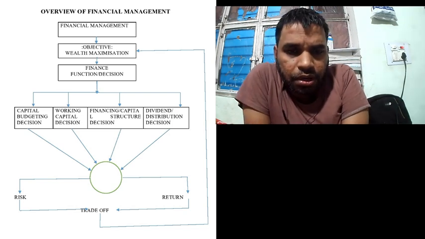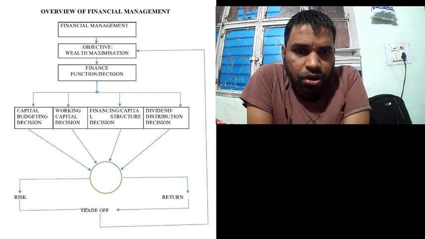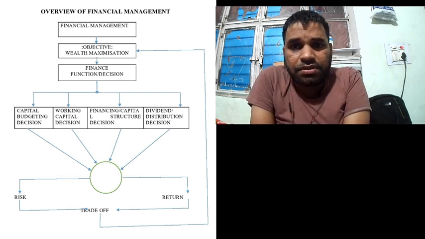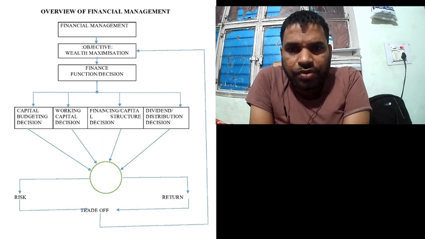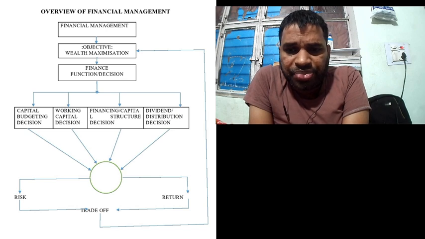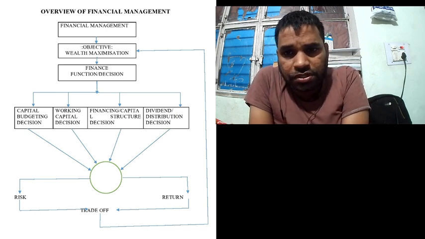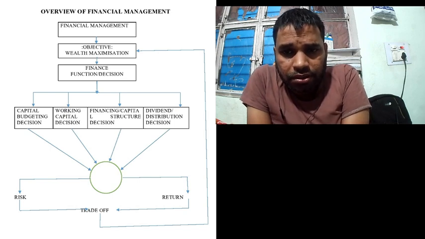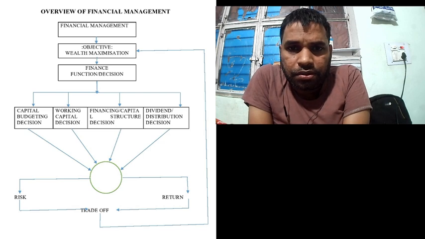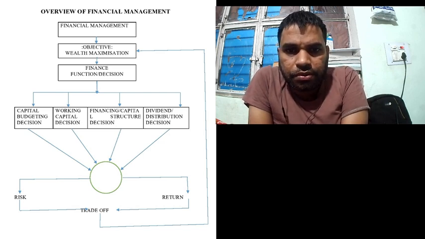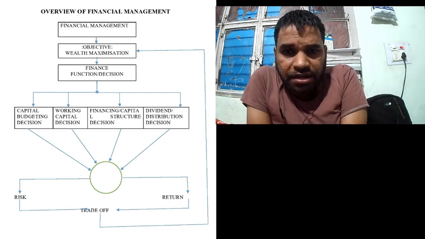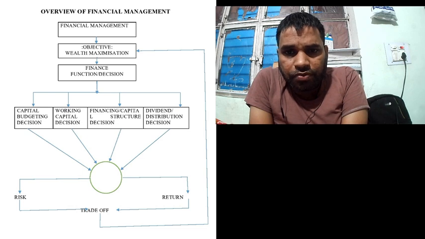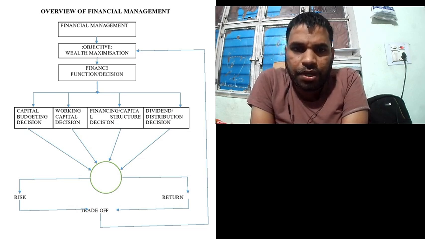If we come to the next function, that is the financing or capital structure decision. What is this decision or function? Whenever we try to finance any business, the finance is of two types. One is owners' finance or capital, and the other is borrowed or outsiders' capital. The management has to decide the ratio of owners' capital, that is equity, and outsiders' capital, that is debt. They have to decide what percentage of total capital would be equity and what percentage would be debt.